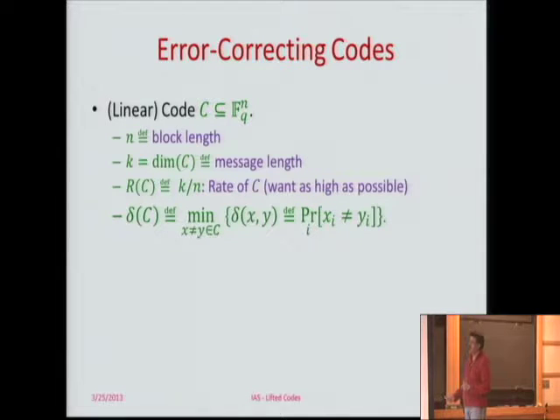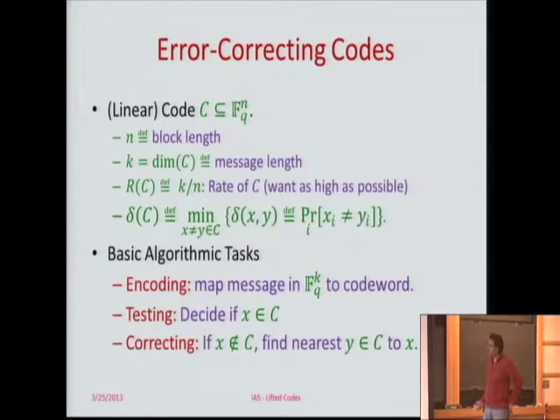We also want the second quantity as high as possible, which is the relative distance, the normalized distance of the code, which is the minimum over distinct code words x and y of the fraction of coordinates in which x and y differ. So delta of x, y is the fraction of coordinates where they differ. These are standard parameters, and I will just assume everybody is comfortable with them.